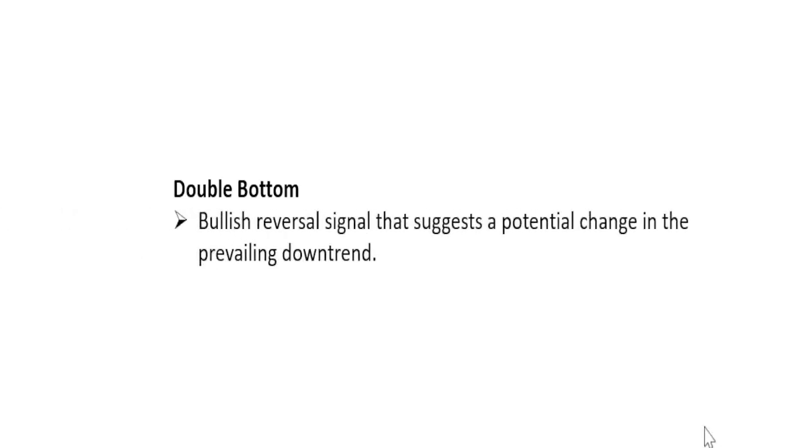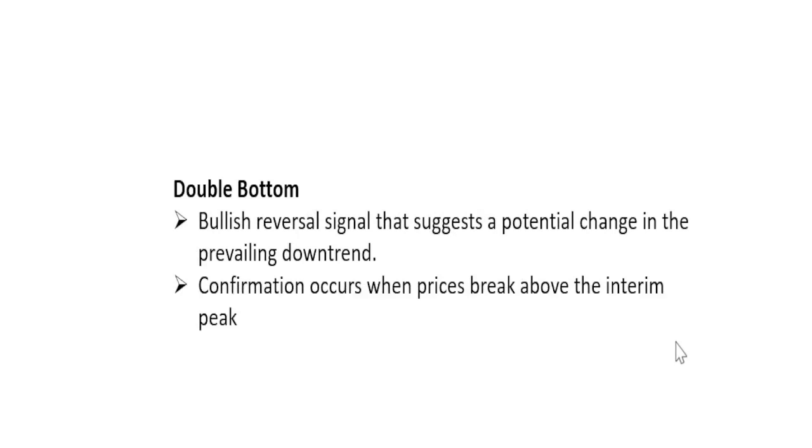So let's do a recap of the double top, double bottom pattern. We said a double bottom pattern is a bullish reversal signal that suggests a potential change in the prevailing downtrend. Confirmation occurs when prices break above the interim peak. It's a W shape on the price chart. So let's move on to our next pattern.